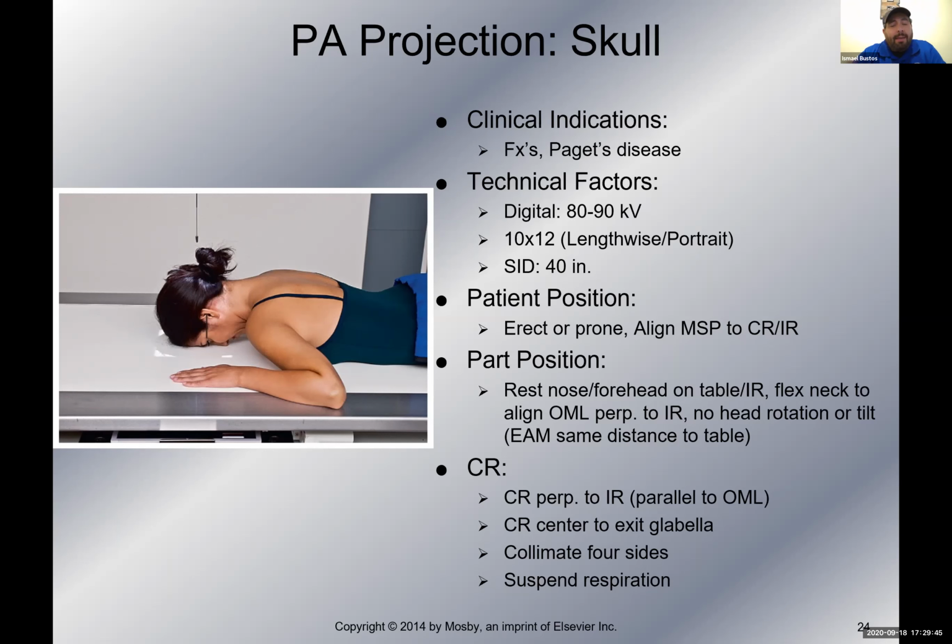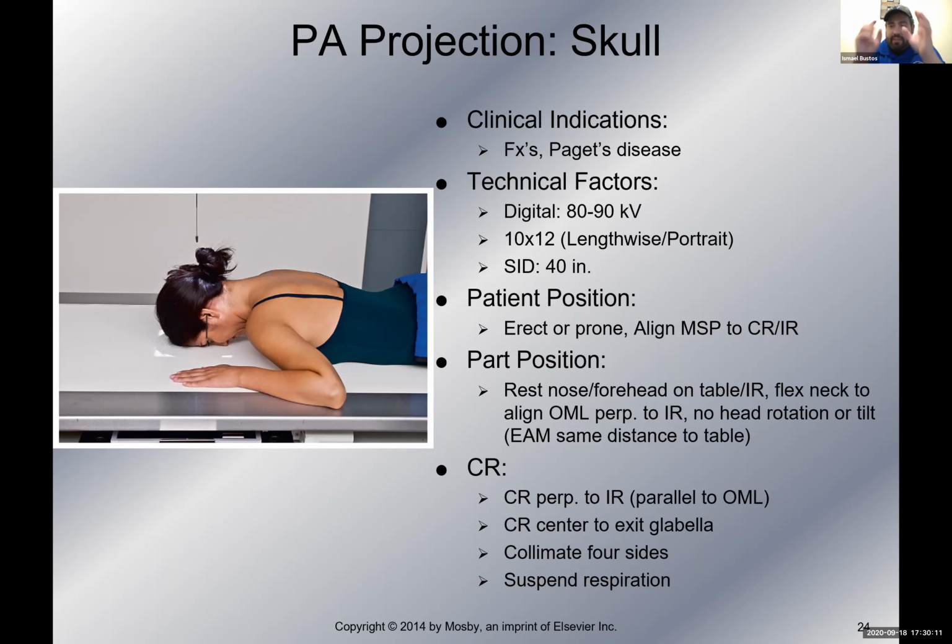Nose and forehead for all PA projections of the skull. So if it's a PA projection of the skull, it doesn't matter if we're doing 15 degree, 25 to 30, or 0 degree, you're always going to set up the patient the same way. Nose and forehead on the image receptor, which brings what positioning line perpendicular to the IR? The OML. Nose and forehead on the image receptor helps bring the OML perpendicular to the image receptor. Make sure there's no rotation, no tilt.